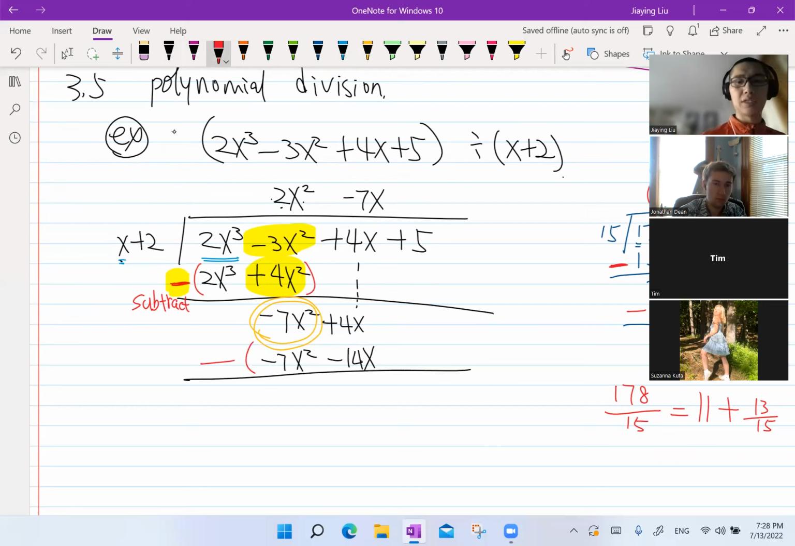So I'm going to subtract this expression. Again, subtraction. So negative 7x squared minus a negative 7x squared becomes a positive 7x squared and a negative 7x squared, so that becomes 0x squared. But then I have 4x minus a negative 14x. That's where you have to be very careful, because a lot of times you end up subtracting a negative. So 4x plus 14x, that's 18x. And now I'm going to bring down the 5.